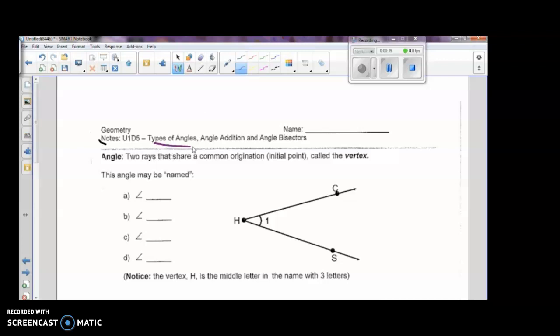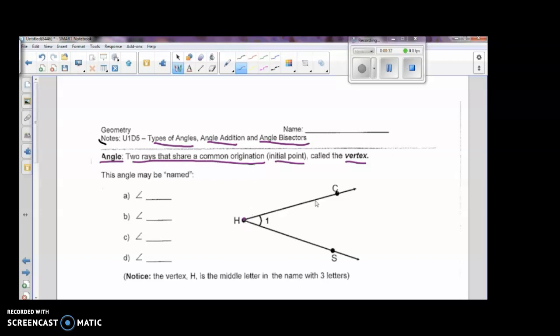Today we are doing Notes Unit 1, Day 5: types of angles, angle addition, and angle bisectors. Ideally, angles are something you've seen before in elementary school or middle school math, but here's a more formal geometry definition.